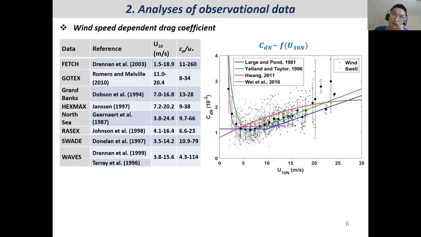One of the important features of this figure is that the drag coefficient has larger values at low wind speeds. This is consistent with previous studies by Yelland and Taylor and also Wu. This is mostly due to the wind gustiness at low winds. Although the mean wind speed is low, the fluctuation can sometimes be large. And also swell propagating in the opposite direction of the wind can contribute to this kind of enhanced drag coefficient at low winds.